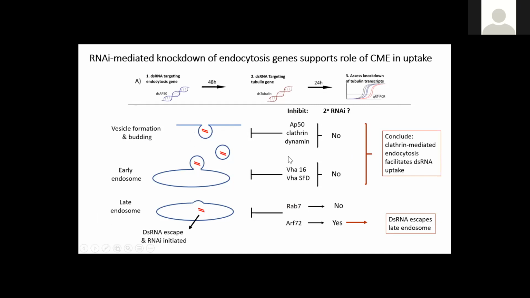And when we inhibit any of the vesicle associated genes or the early endosome genes, we see no impact on RNA interference of the second gene. So showing that clathrin-mediated endocytosis is in fact mediating uptake. And what we can see here is that treatment of the cells with a double-stranded RNA targeting a late endosomal gene, ARF72, is showing secondary knockdown, which tells us that the double-stranded RNA escaped the endosome prior to final maturation of the endosomes.